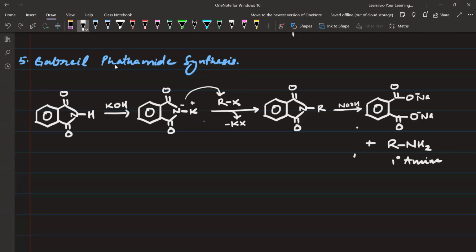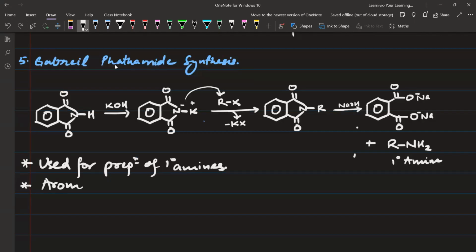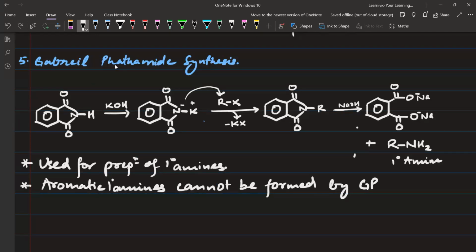ठीक है, so we can say that the GPS, that is Gabriel phthalimide synthesis, is used for preparation of 1 degree amines. Next point, aromatic amines or aromatic 1 degree amines cannot be formed by Gabriel phthalimide synthesis, as aryl halide don't show SN.